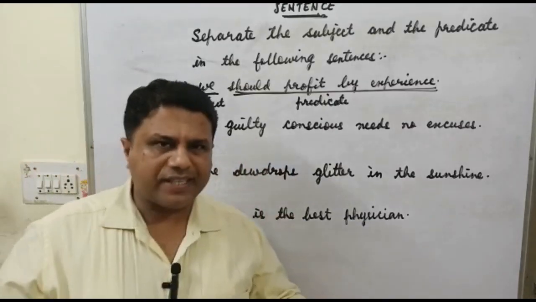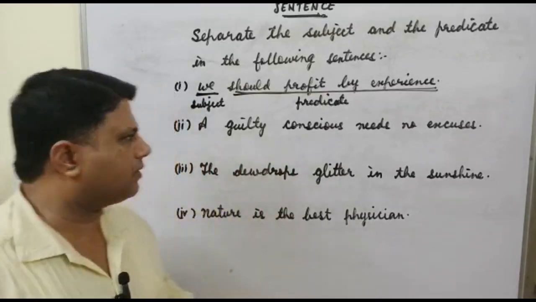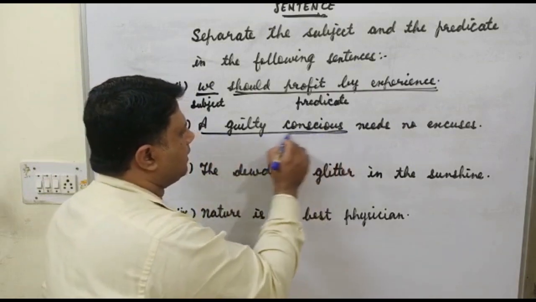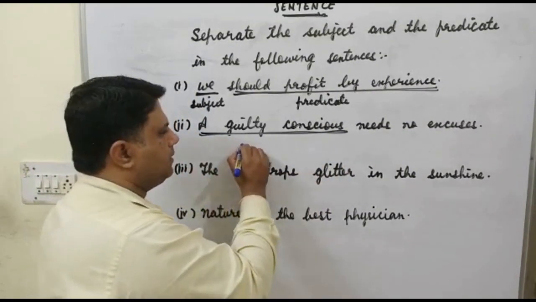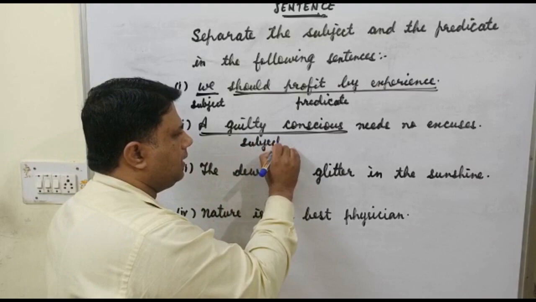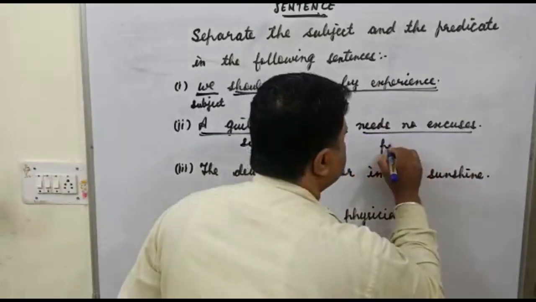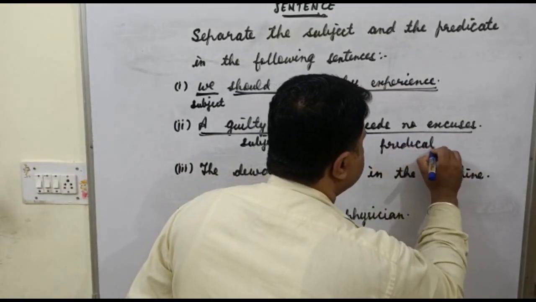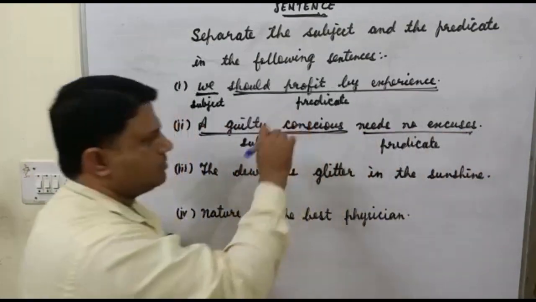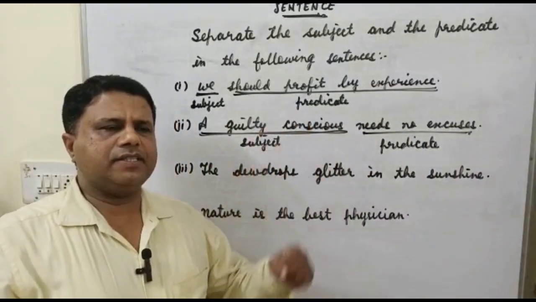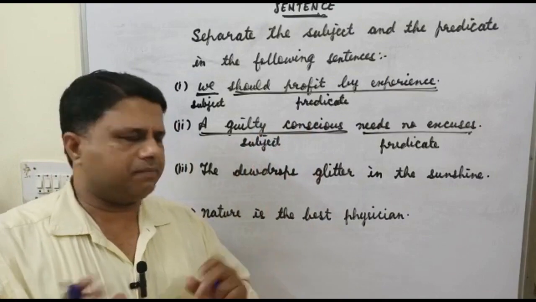What is the subject here? About whom are we talking? We are talking about a guilty conscience person. So this is the subject here, and needs no excuses is the predicate. So here three words are there which are making a subject.